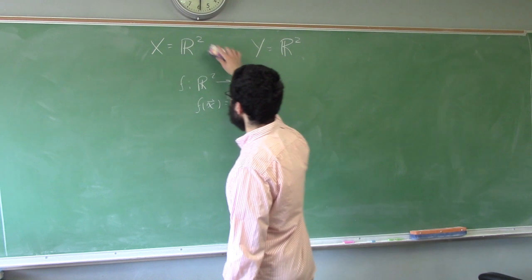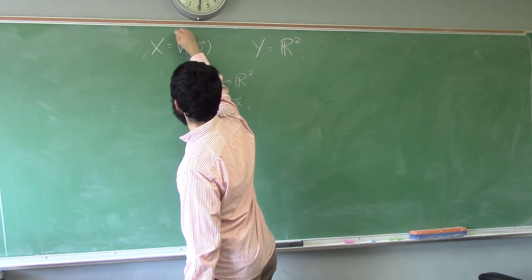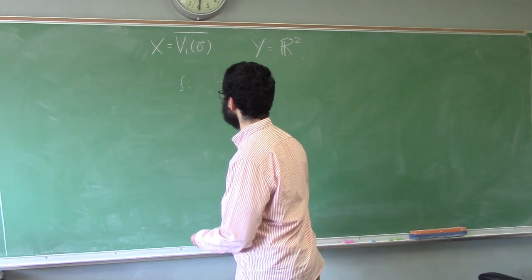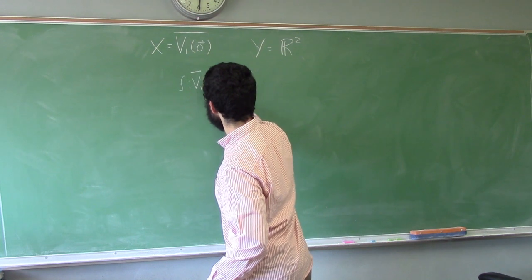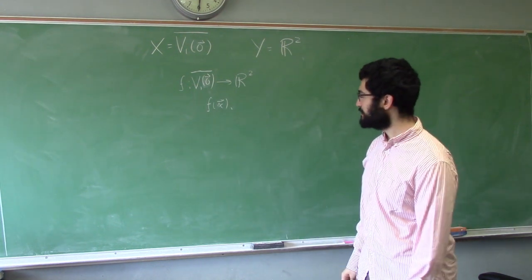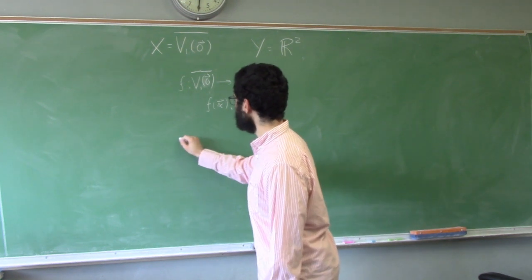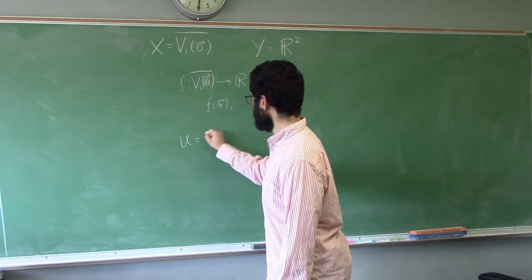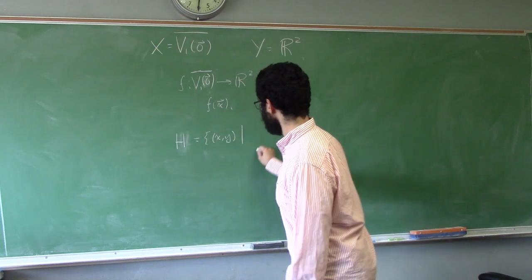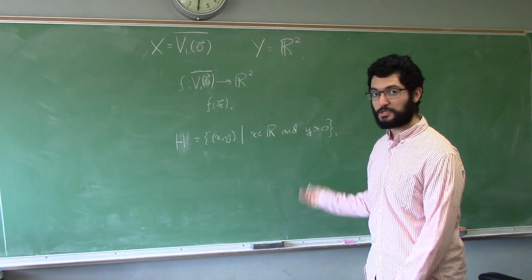But what if I restrict the domain? So let's say instead of the domain being R2, I make the domain be the closure of the unit disk in R2. So it's still the identity function, just with a smaller domain. Now, let me take an open set in R2, maybe U equals the upper half plane. Let's call it H. Okay, so that can be shown to be an open set in R2.